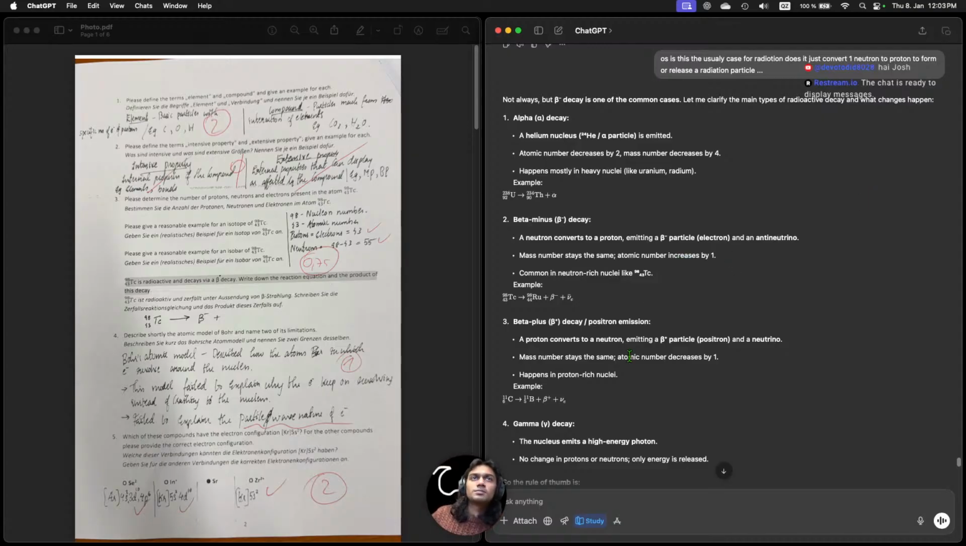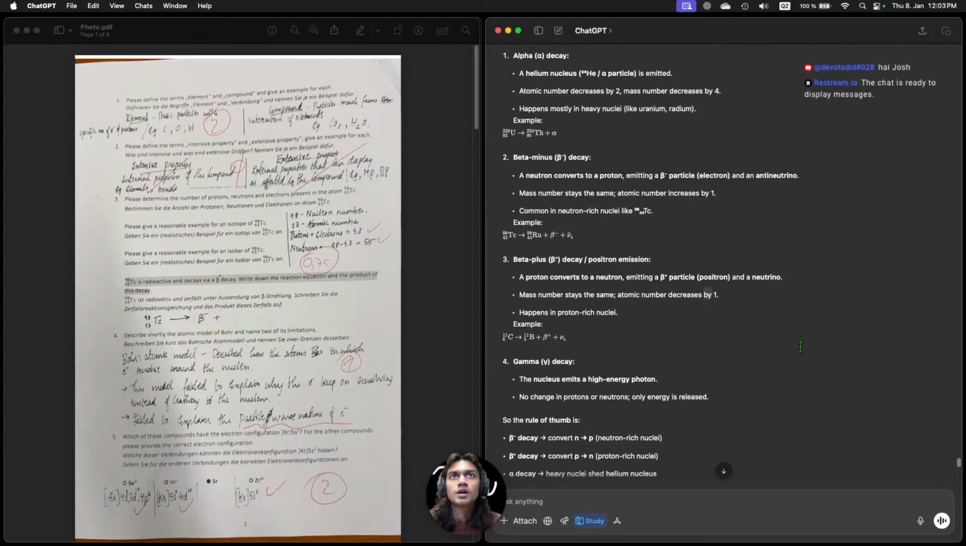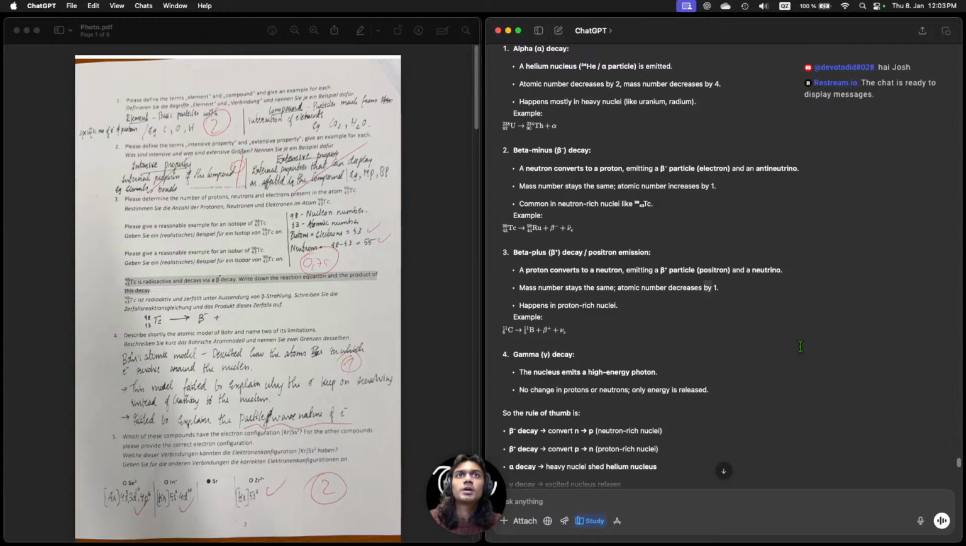Beta plus decay, positron emission. A proton converts to a neutron, emitting a beta plus particle, a positron, and a neutrino. Gamma decay, the nucleus emits a high energy photon. I mean nucleus, you mean protons and neutrons, right? Only energy is released, okay. So the rule of thumb is beta minus.